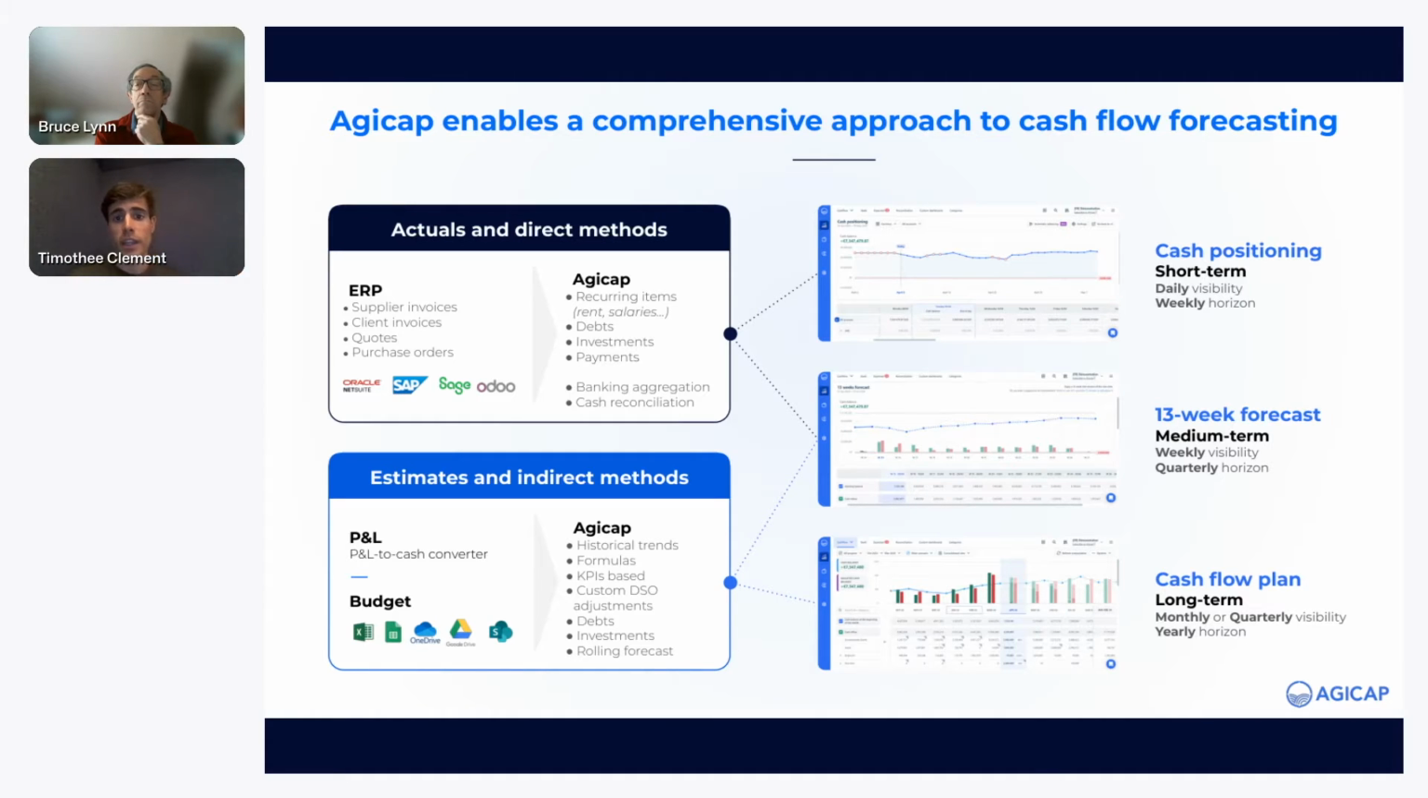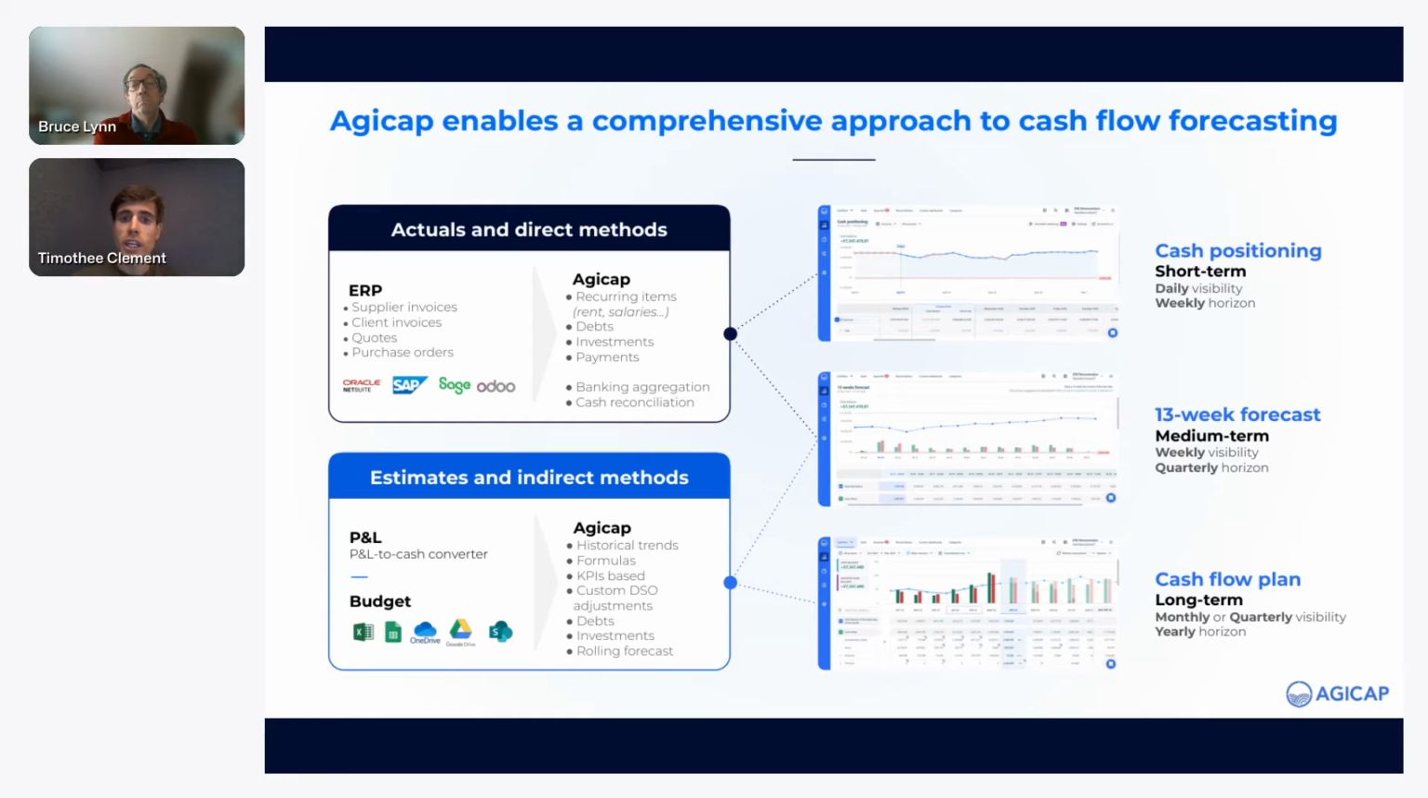So not going too much in detail here, but the idea is to have a comprehensive approach to cash forecasting. So depending on the time horizon you have in your business, if you are focused on very short-term liquidity, you will use the cash positioning, looking at daily movements. Can I meet payroll? Can I meet this supplier payments based on very short-term automated data from the bank and the ERP? Here, of course, a very direct methodology.